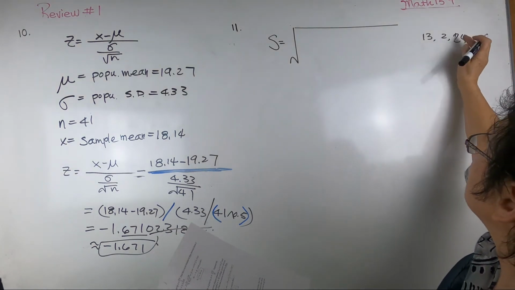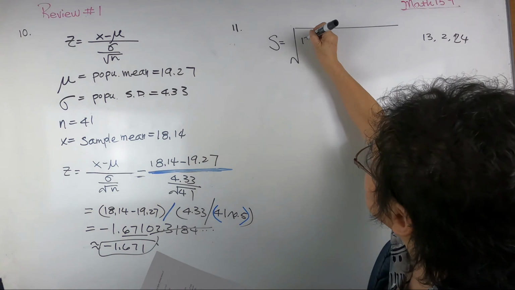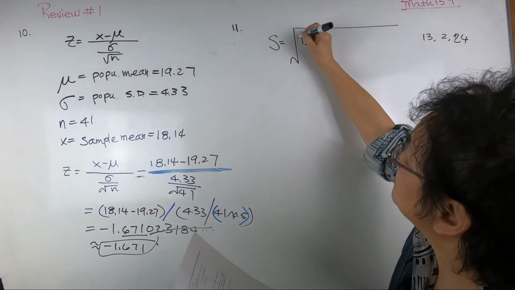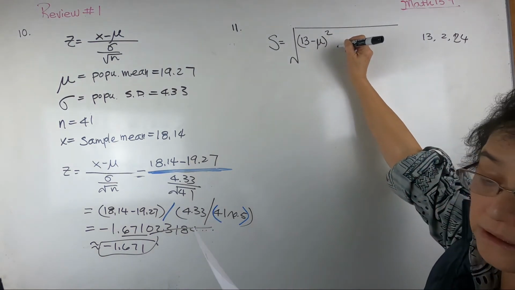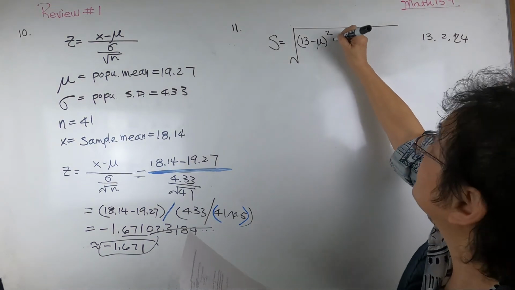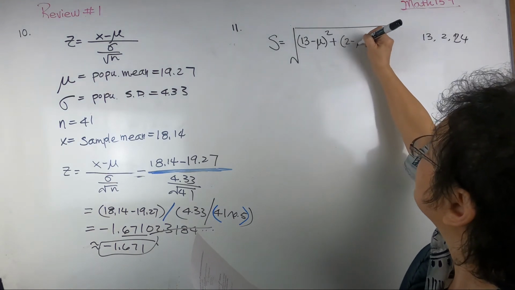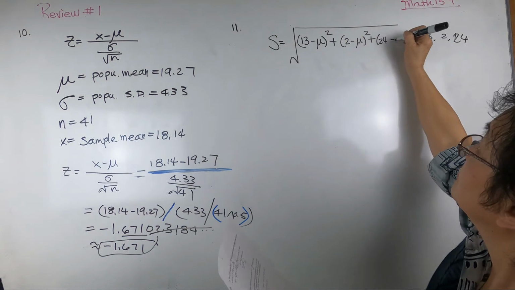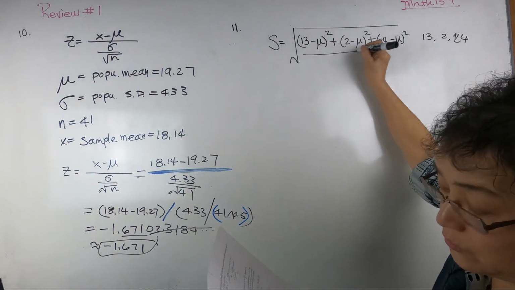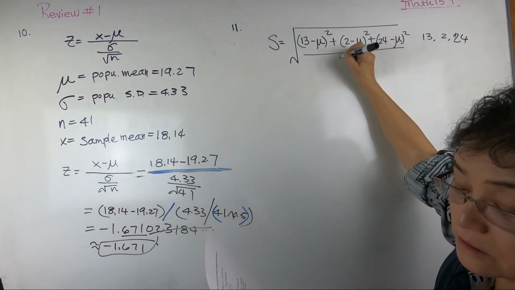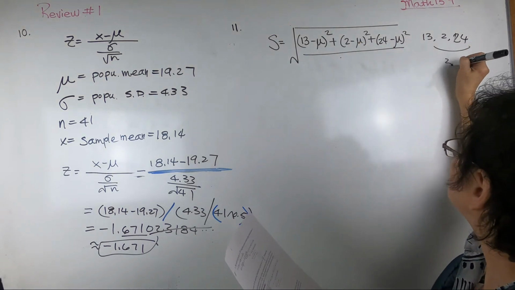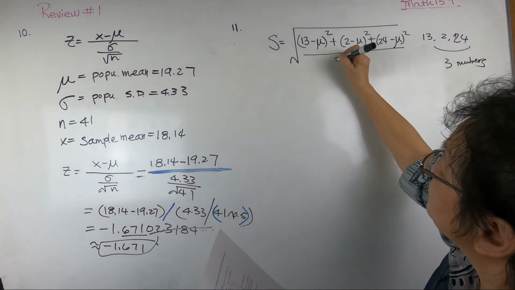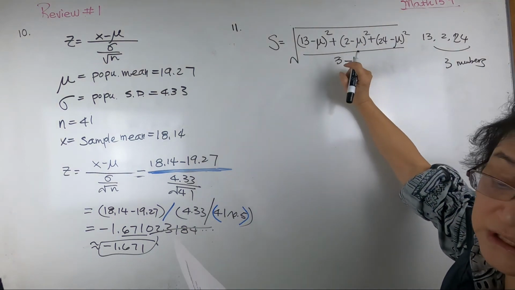It says for each individual, it's a 13. You have to minus your mu, whatever the mu is, and you take a square. That's what it's saying. Plus the second data is 2 minus mu squared. The third data is 24 minus mu squared, over your total of 3 numbers. So you do 3 minus 1. That's what it was saying on the top.